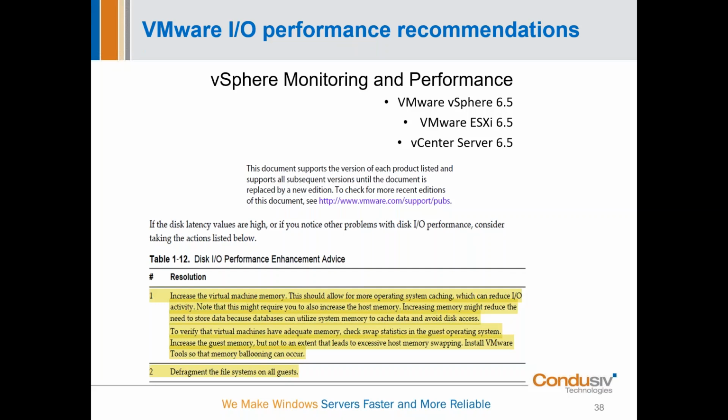Number 2, defragment the file system on all guests. Nobody's defragmenting today. We all know it needs to be done, but no one's going to do it in a virtualized space where, if you do a big defrag on all of your servers, you're going to have a huge IO storm. Everything's going to move. You're going to balloon your snapshots and your backups because all the data moved around is just not going to happen. What we've done is we've completely eliminated the need to defragment.